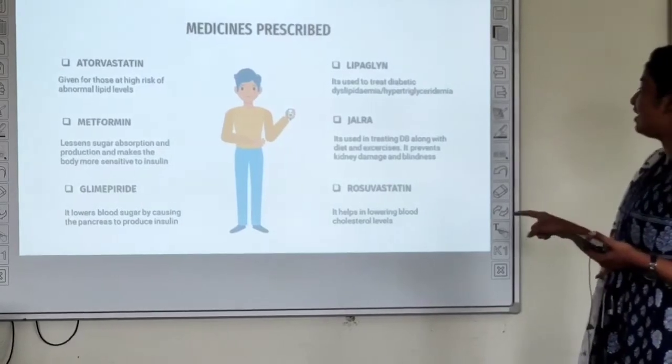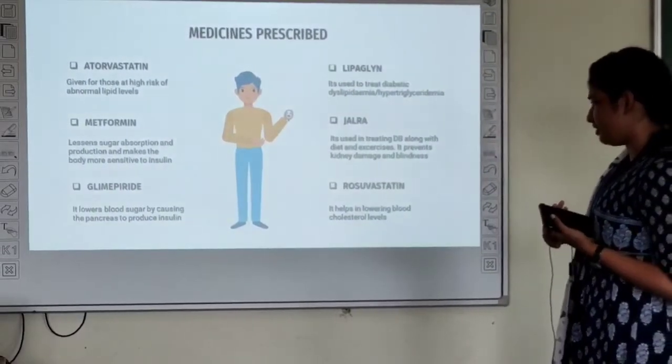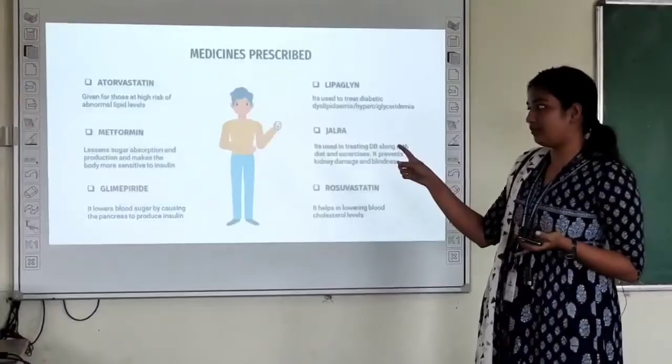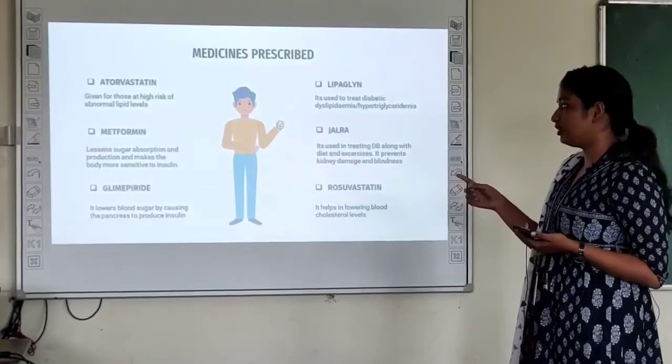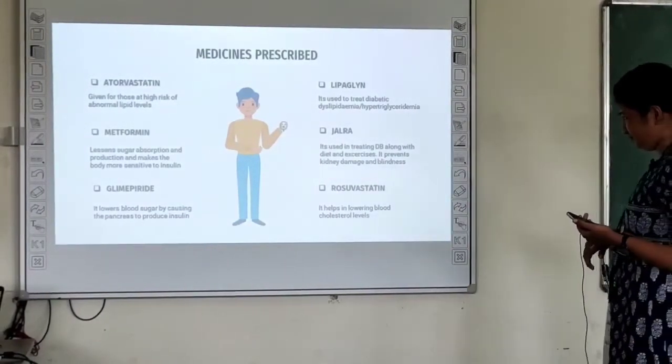Rosuvastatin, it helps in lowering blood cholesterol levels. Glimepiride, it lowers blood sugar, causing the pancreas to produce insulin. Metformin, which results in a lessened sugar absorption and production and makes the body more sensitive to insulin.